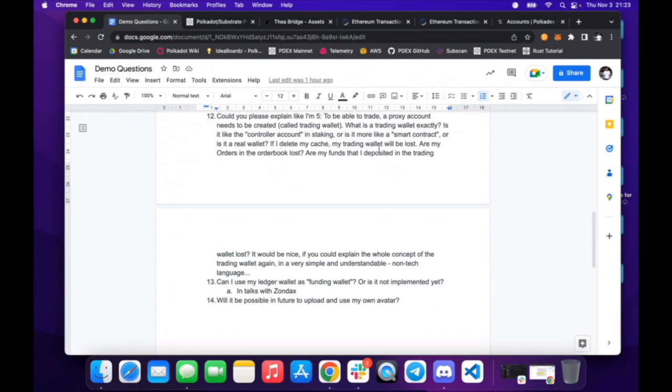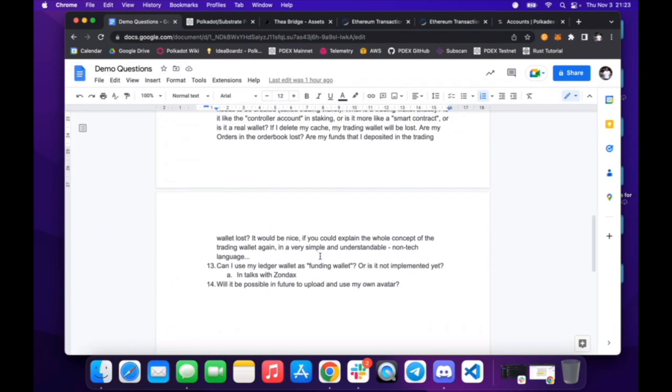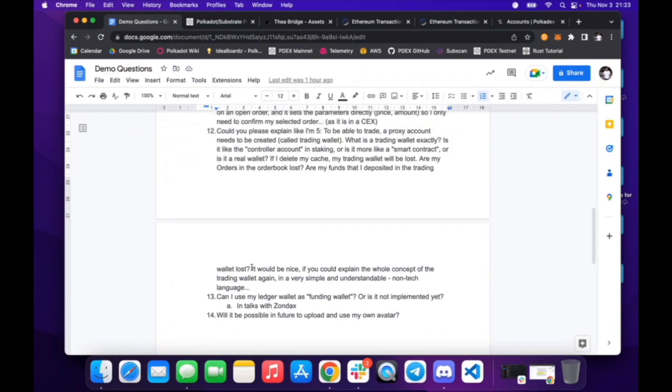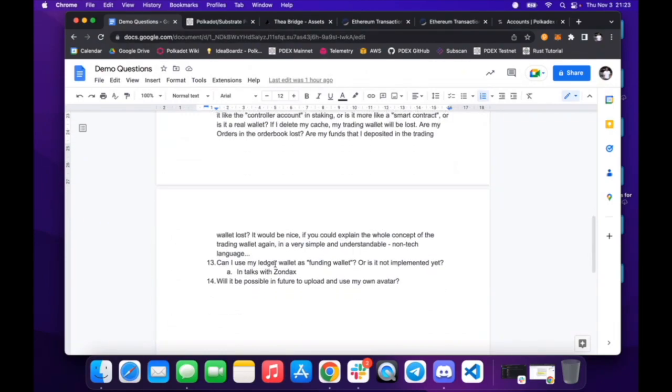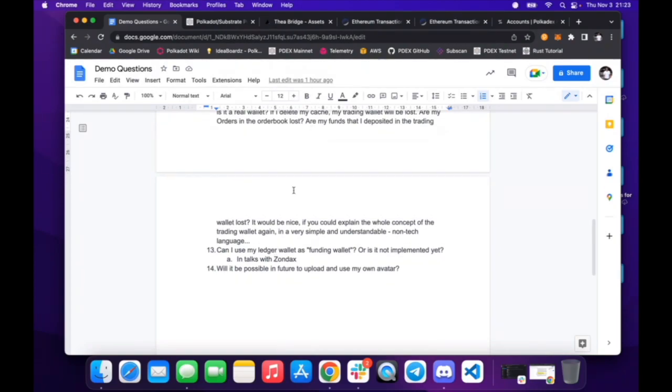If I delete my cache, my trading wallet will be lost. Are my orders in the order book lost? Yeah, I just explained that. Are my funds that I deposited in the trading wallet lost? No, it won't be lost. Like I said, you can just remove that account and add a new account, and you should see your funds there. So yeah, I think I answered that question. I covered all parts of it.